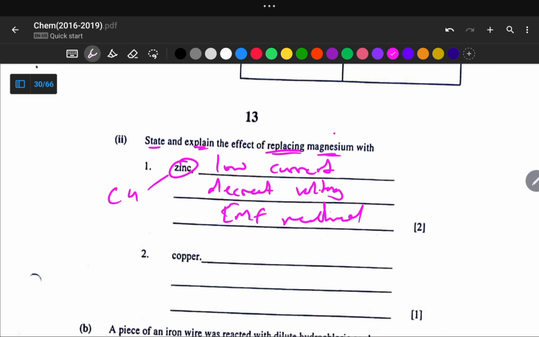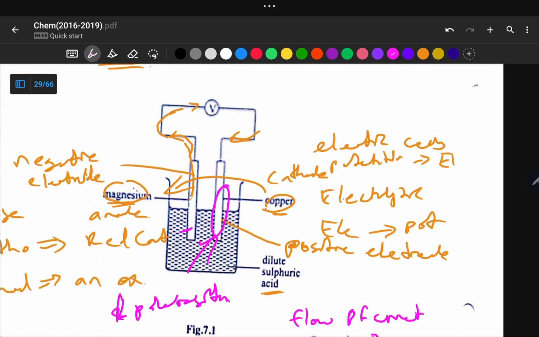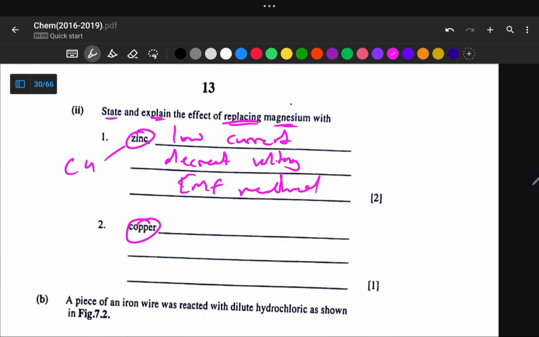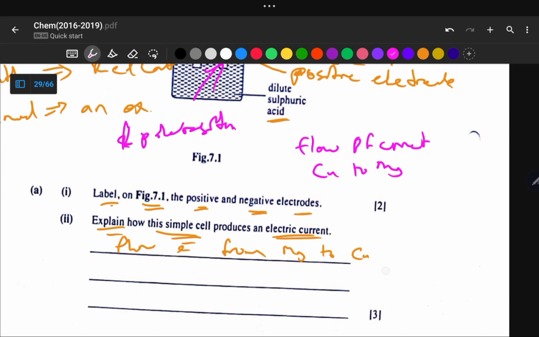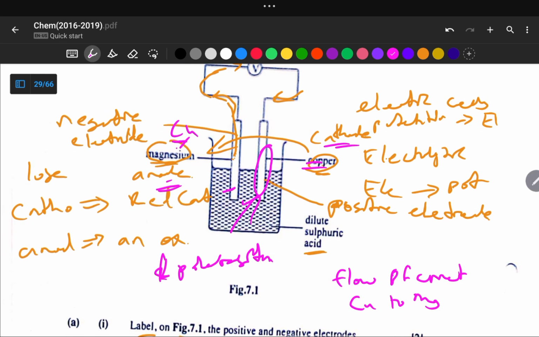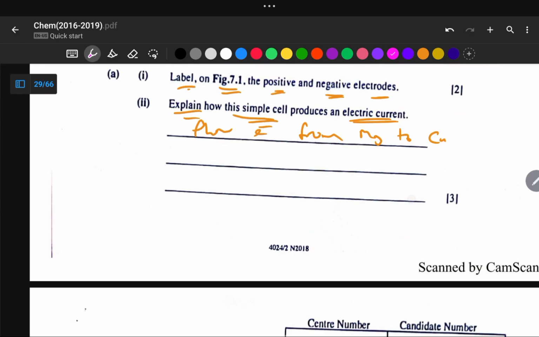And if we were to replace magnesium with copper, so that we have copper on both sides, no reaction will occur. We are not going to produce any current, no voltage produced. Why? Because there's no reactivity difference between copper and copper, so no current and no redox reaction. These reactions occur in a series of redox processes. We have reduction here and oxidation here, the definition of redox. Are we together? This is what you need to take note of.